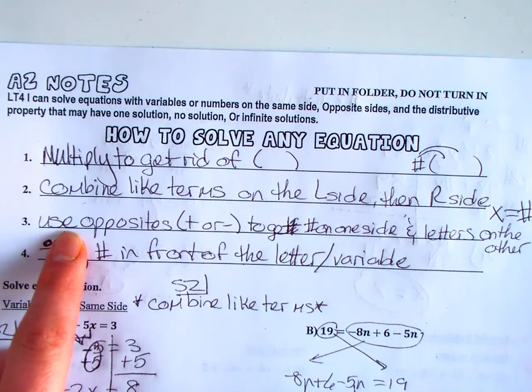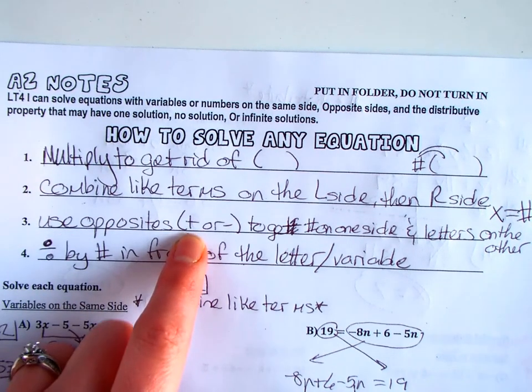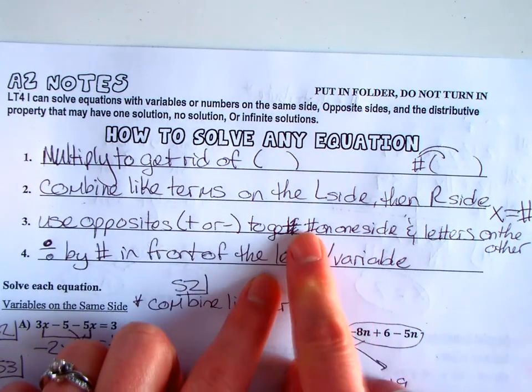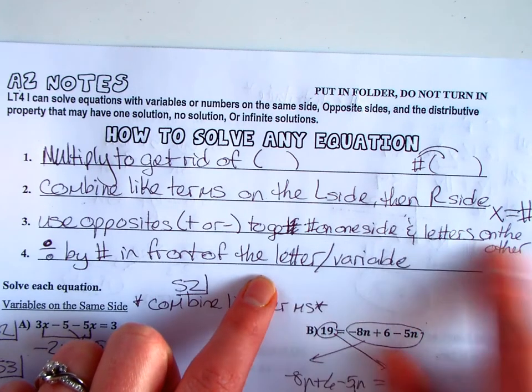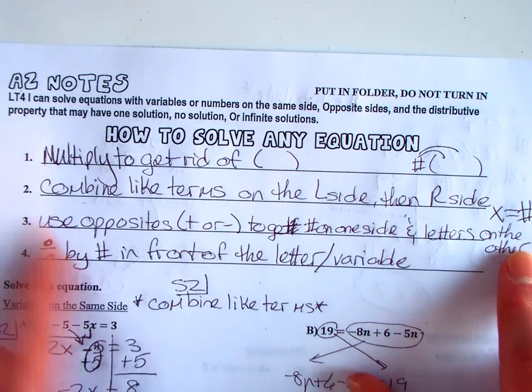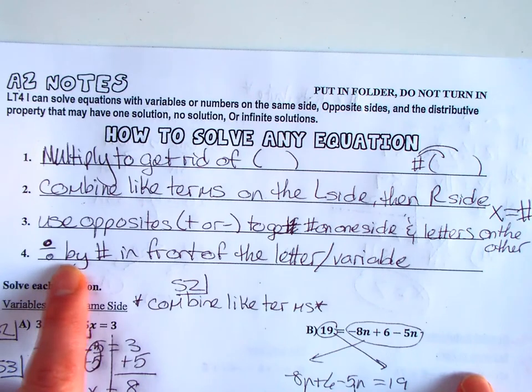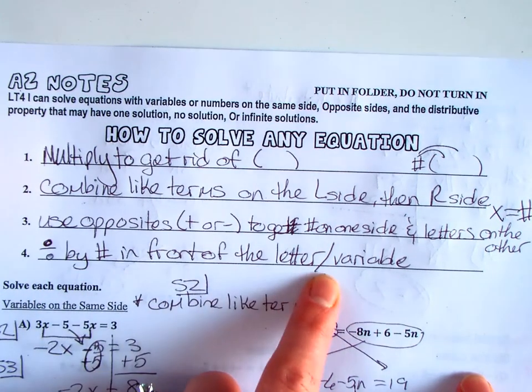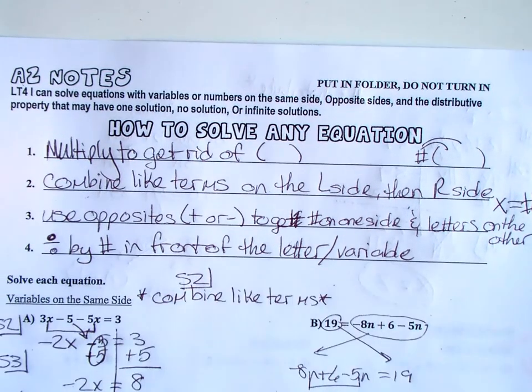Now when we get to step 3, we're actually going to use those opposites of addition or subtraction to get numbers on one side of the equal sign and letters on the other. And then the final step will be to divide by the number in front of the letter or the variable, and then we're done. So let's see some of this in action.